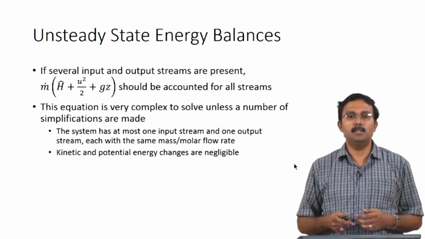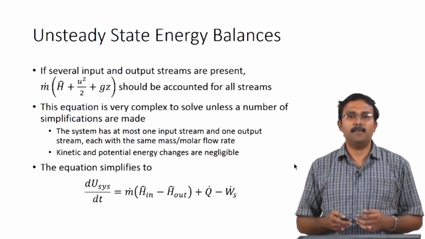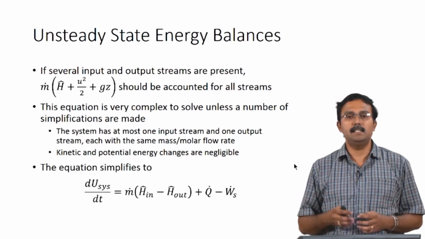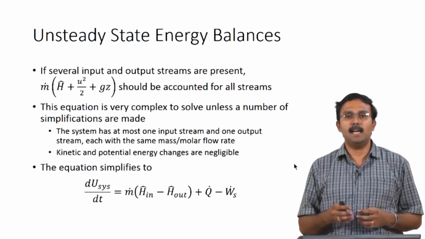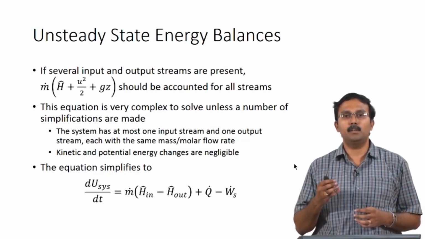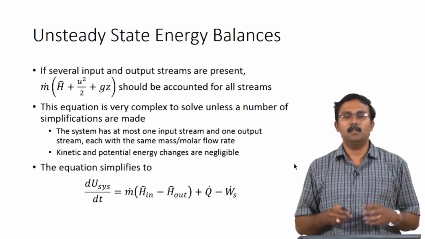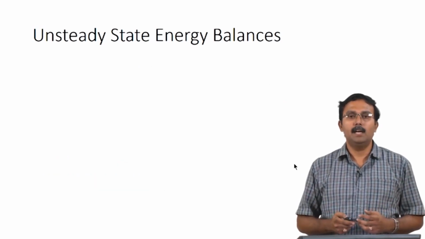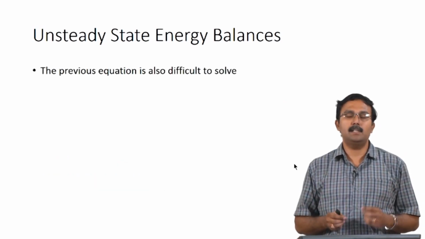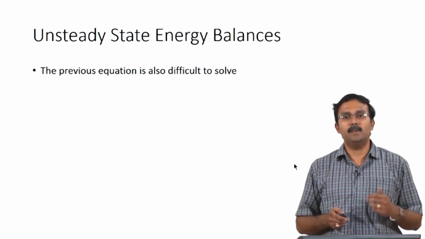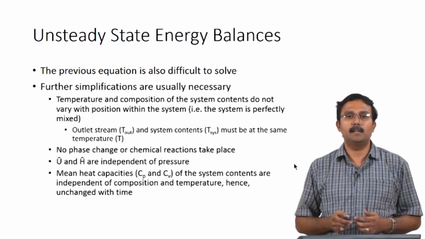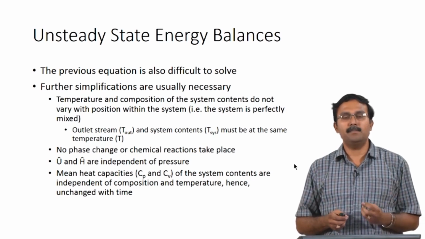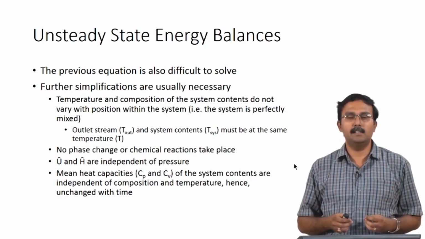If we were to do this, the equation then simplifies to form dU_sys/dt equals m dot times (H cap in minus H cap out) plus Q dot minus Ws dot. This equation seems simple and neat. However, even this equation is quite difficult to solve. So, further simplifications are actually required. The further simplifications which are usually done are given here.